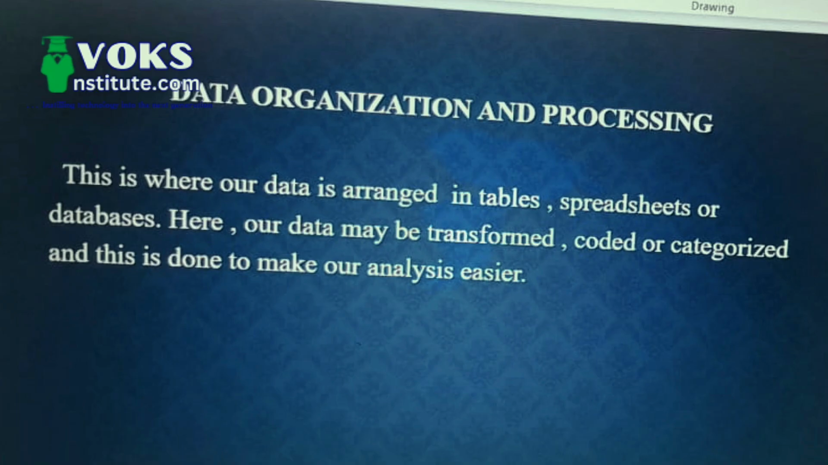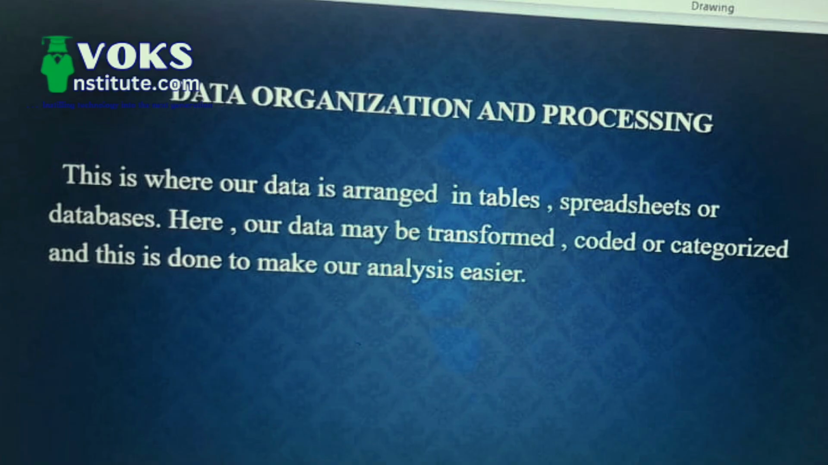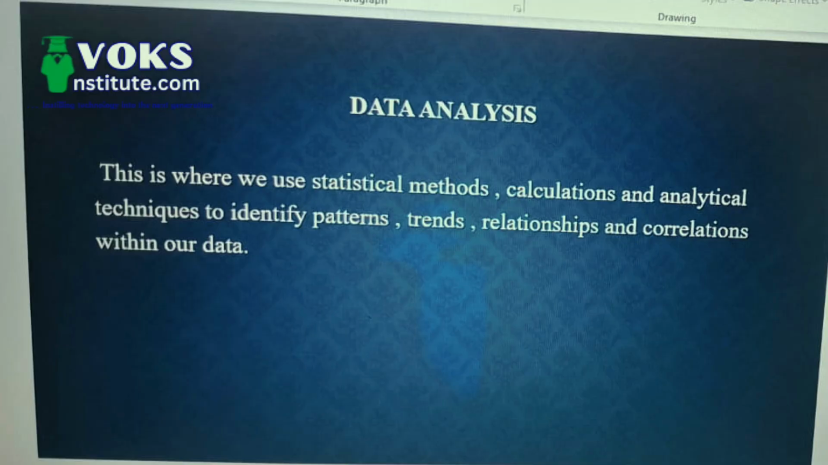The third step is data organization and processing. Here, our data is arranged in tables, spreadsheets, or databases, and it may be transformed, coded, or categorized. The essence of this is just to make our analysis easier. The fourth step is data analysis, where we use statistical methods, calculations, and analytical techniques to identify patterns, trends, relationships, and correlations within our data.